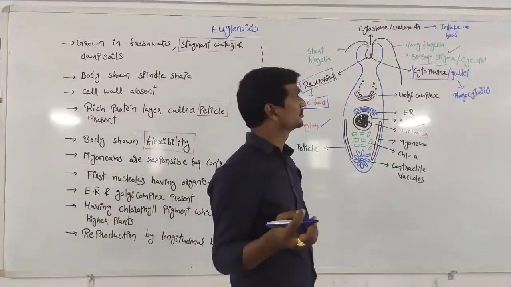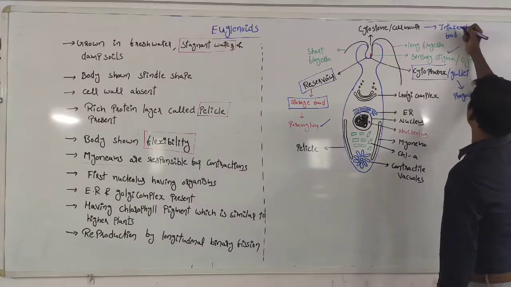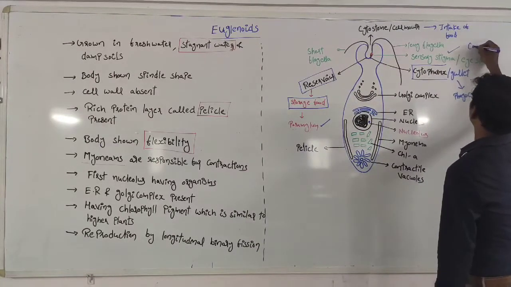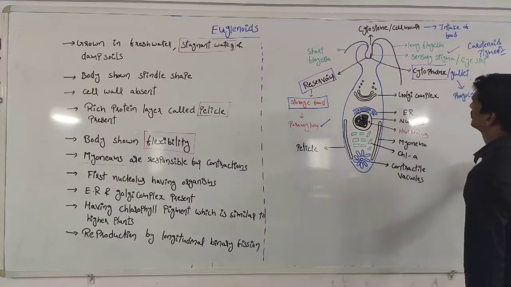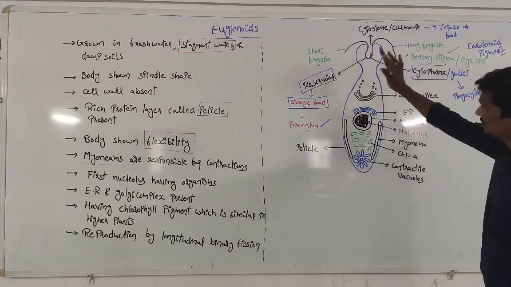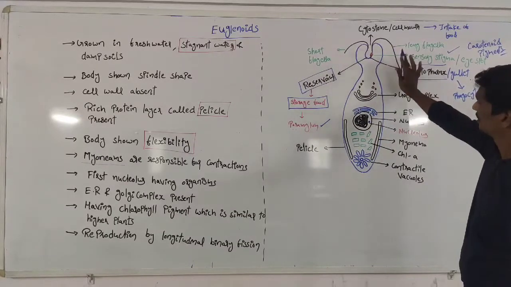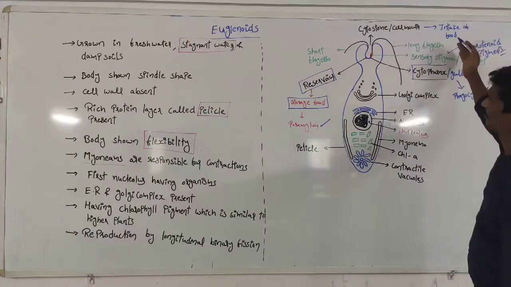Remember, the sensory stigma or eye spot majorly has carotenoid pigments. Carotenoid pigments are present, right? So that is about the sensory stigma and eye spot. So here we have the short flagella, long flagella, and the reservoir for storage of food material. This is about the upper portion.